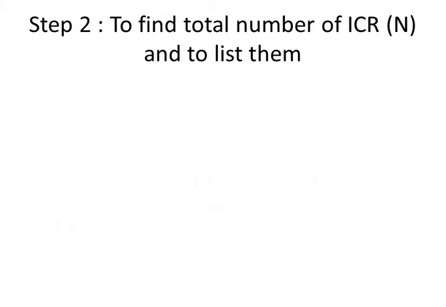Then step number 2, to find total number of ICRs and to list them. So we have to find out the total number of ICRs. So say let n be the number of links. So we have n is equal to 6.